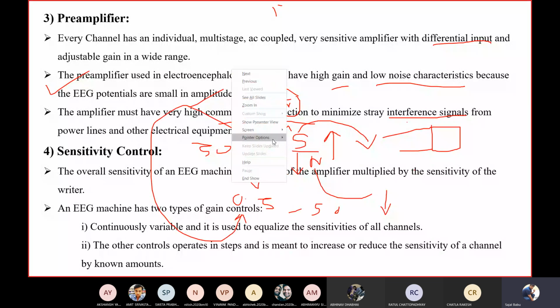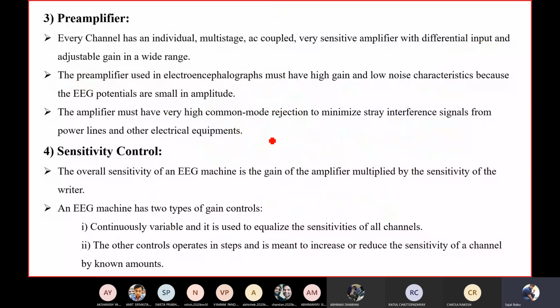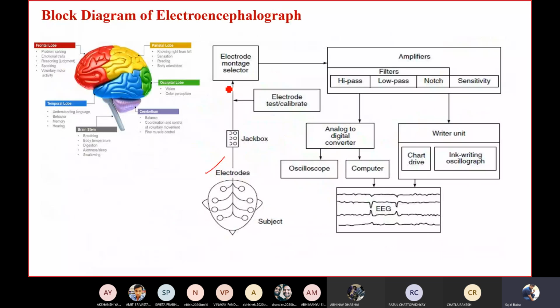Okay, so let me erase this and summarize this part. What I discussed is the pre-amplifier. Yesterday I discussed that first the signal is captured by these electrodes, and then from the electrodes it goes to the electrode montage selector, right? The montage selector selects how many channels I need, whether 1, 12, 16, 32 or 64. Depending on that, it groups these electrodes and makes the channels.